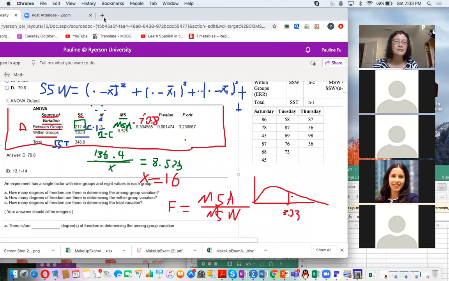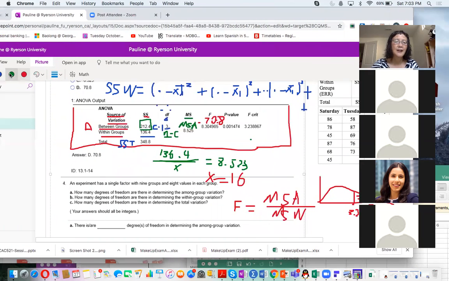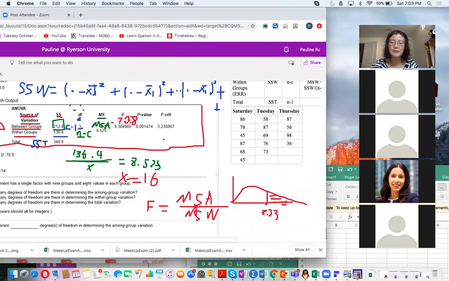And now label the test statistic. Your test statistic is F. F is 8.3. So 8.3 must be here. See, your test statistic is in the rejection region, so you conclude reject H0.